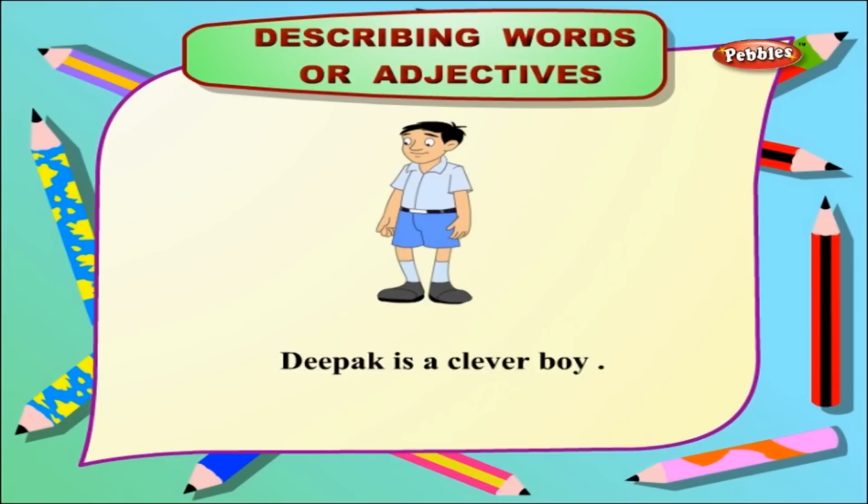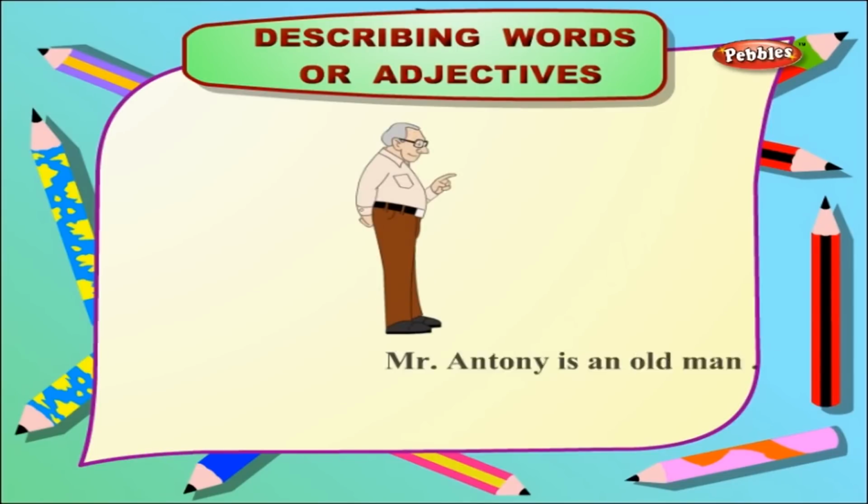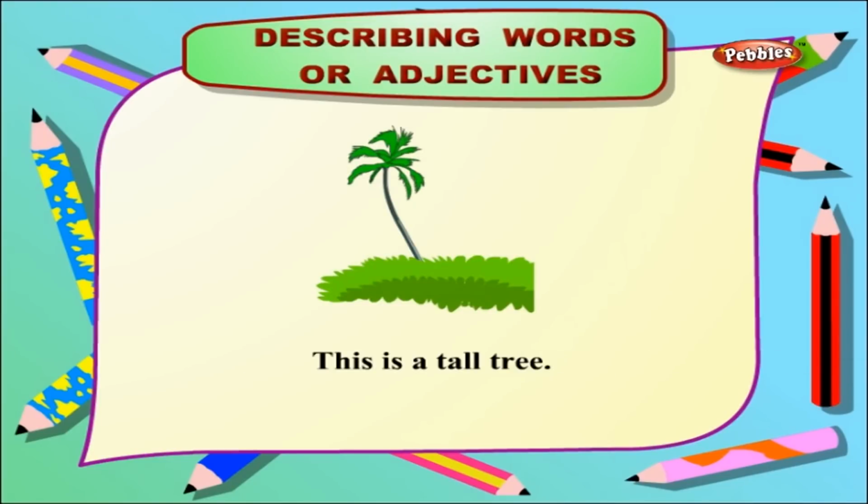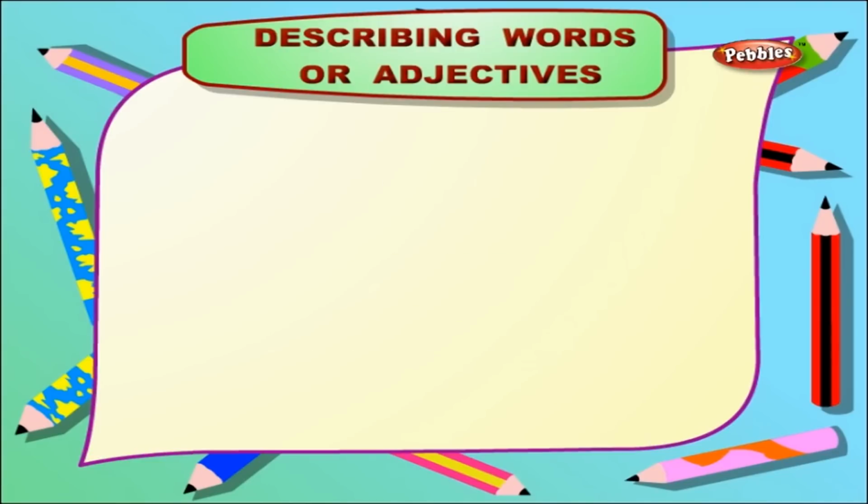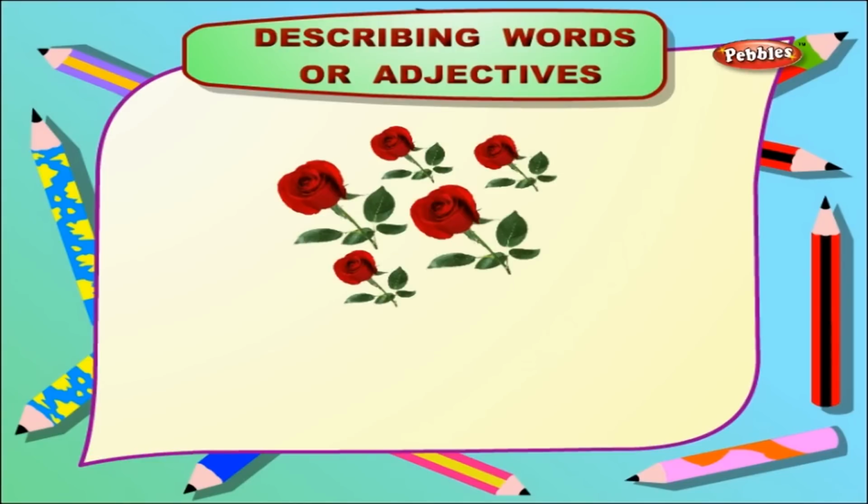Deepak is a clever boy. In this sentence, the word clever is the adjective. Mr. Anthony is an old man. Here the word old is an adjective. This is a tall tree. Here the word tall is an adjective. Shall we do some examples now?